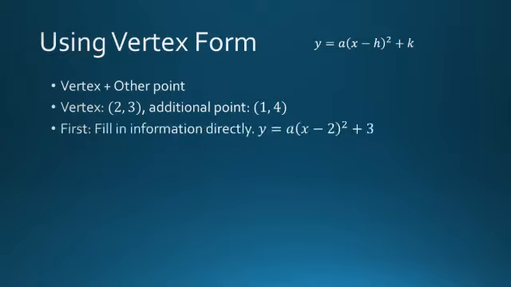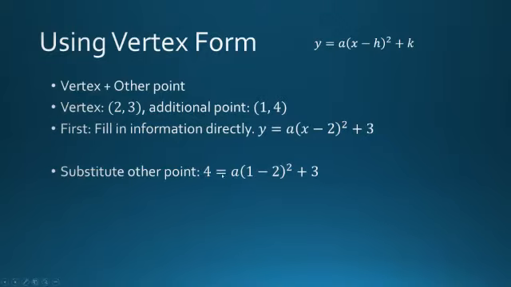So filling in the information we know directly first means the vertex. So remember, h and k represent the vertex, so the x and y for the vertex go in for h and k respectively. Y and x are supposed to be in your equation, which means the only number we're missing is a, which means we have one number to find. We only need one equation. So we can stick in this 1 and the 4 for x and y in order to find a. So y becomes 4 and x becomes 1.